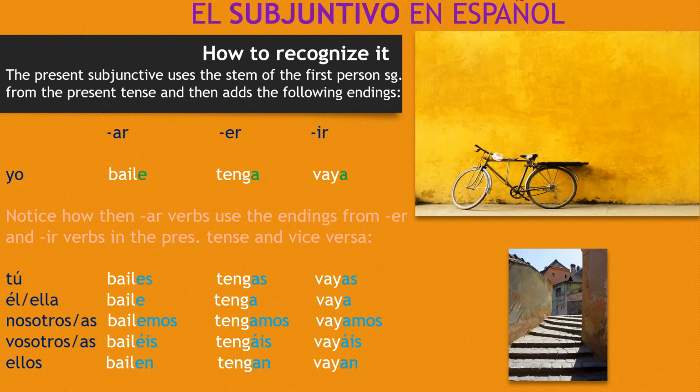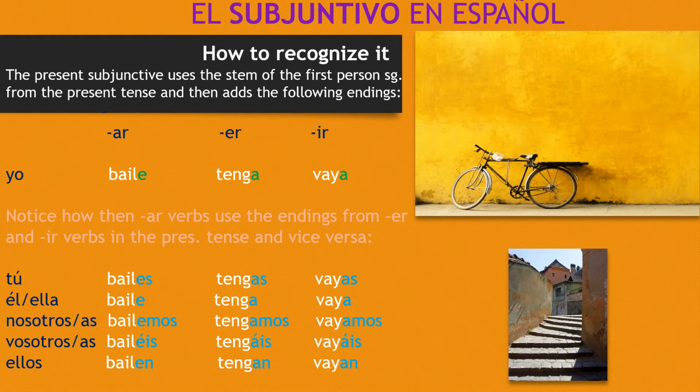First person singular I. Baile. Okay, for AR verbs it's going to be an E. For ER and IR it is going to be an A. Now, first person works a little bit differently, as in the present tense in the indicative. Now we're in the subjunctive, remember? Let's look at the other persons: you, he, she, we, you, and they, masculine and feminine. So we still keep that stem, bail.